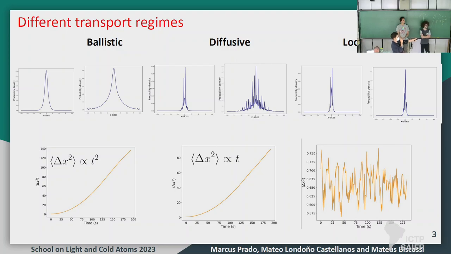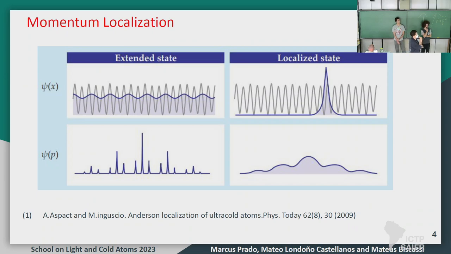Then we have the diffusive regime, when you have a little bit of disorder in the media. Your initial wave packet starts to spread out, but now more slowly, and for long times your mean square displacement goes linearly with t. But once you add a certain amount of disorder to your media, your wave packet is going to remain unchanged. It remains well localized in time, and the mean square displacement only has some fluctuations, but they are really, really small. The other way you can characterize this kind of localization is using, of course, the momentum distribution.